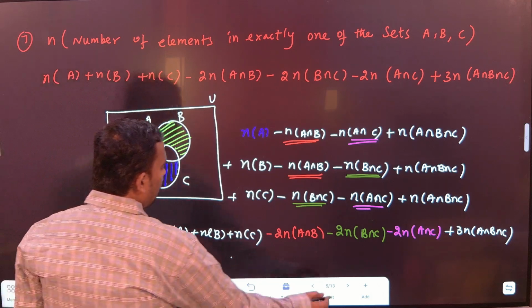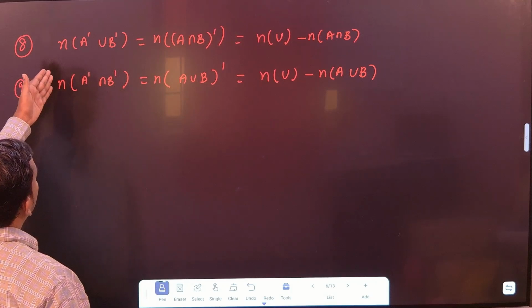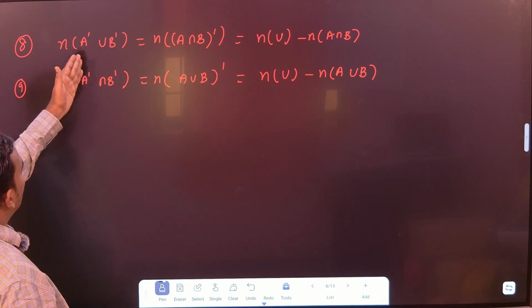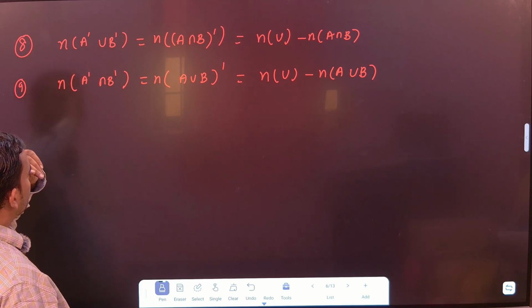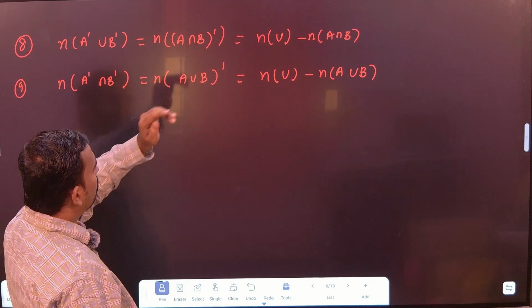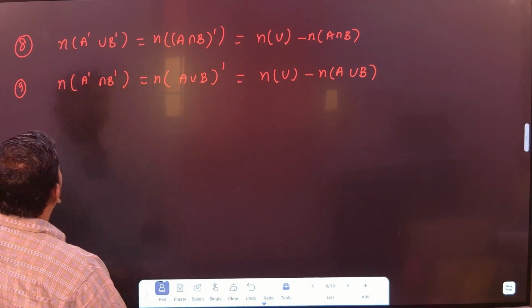Okay. Let's do another one. So you can see this is your De Morgan's law. N of A complement union B complement is equal to N of A intersection B whole complement is equal to N of U minus N of A intersection B. Understood?